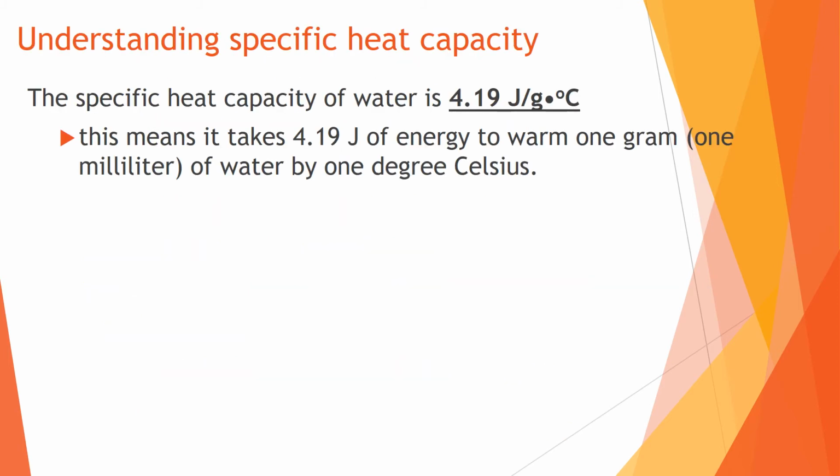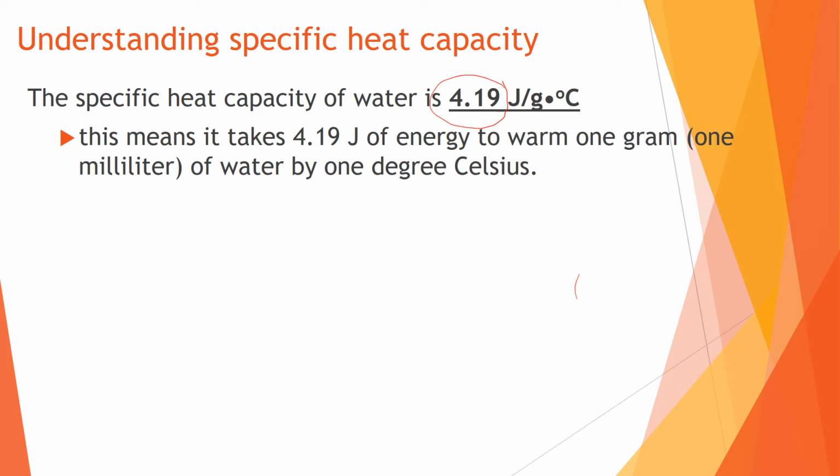Okay, so water specific heat capacity, and this is something you guys will end up memorizing. You'll know this off by heart. Water specific heat capacity is 4.19 joules per gram degree Celsius. So what this means is if I have 1 gram of water and I raise it 1 degree Celsius, so I raise it from 5 degrees to 6 degrees, 1 gram of water, 5 degrees to 6 degrees, it took 4.19 joules of energy to do that.